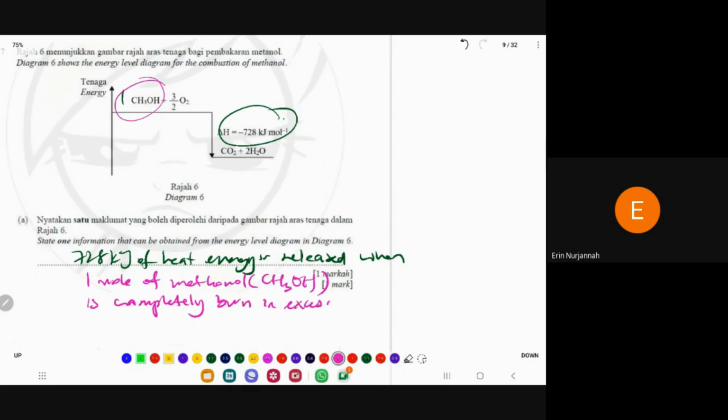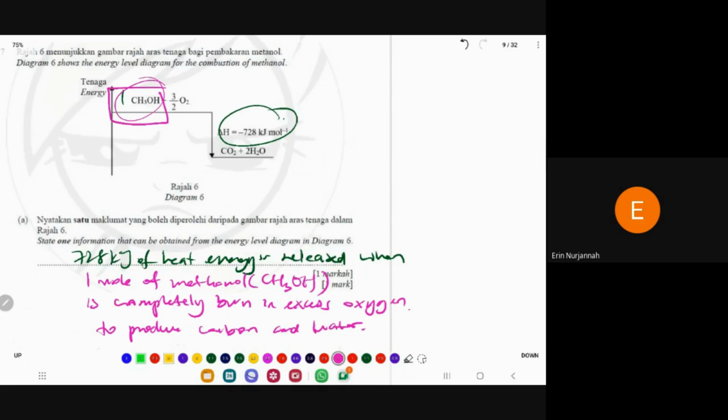You have to say excess oxygen, to produce carbon dioxide and water. You want to say 1 mole of carbon dioxide and water also can. More importantly, the one I want to specify is this one, because according to the definition, it's when 1 mole of substance is completely reacted.